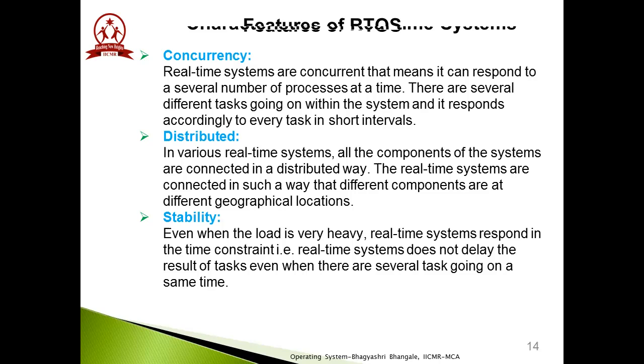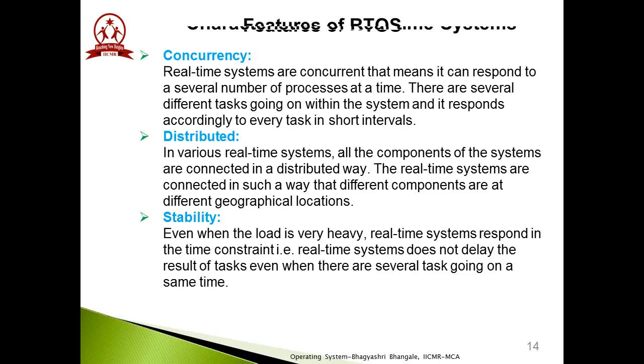Now the next characteristic is distributed. In various real-time systems, all the components of the system are connected in a distributed way. It means the system is connected in such a way that different components are at different geographical locations.